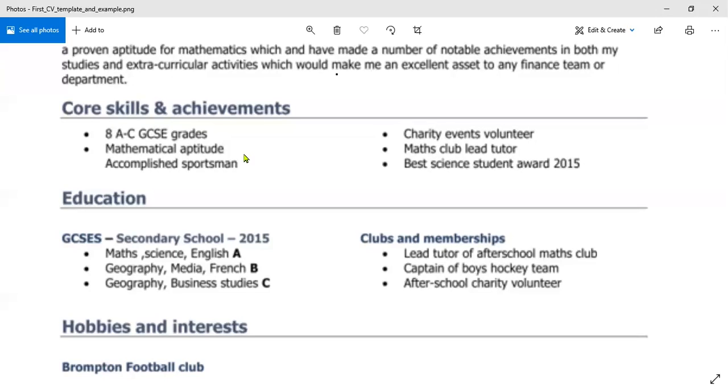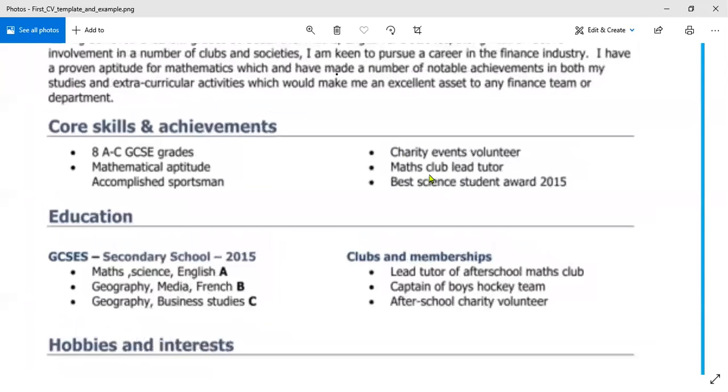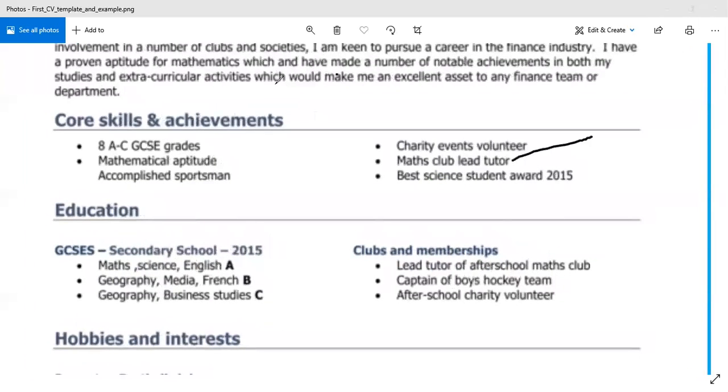See, he also worked in a maths club. Do you see my cursor, this green cursor? No, sir. You don't see it? Okay, so see, I'll just do this one, right? Wait a second.